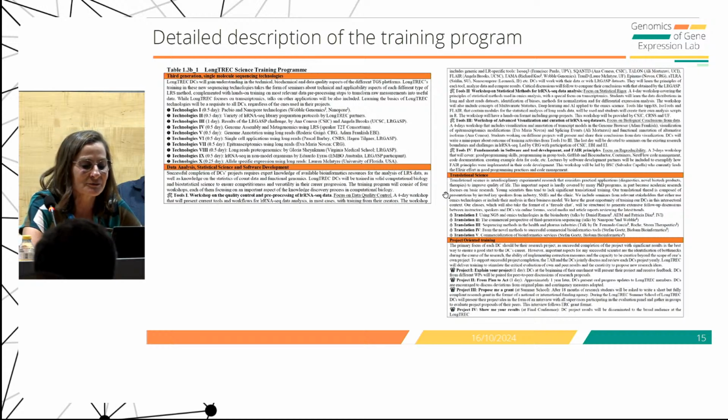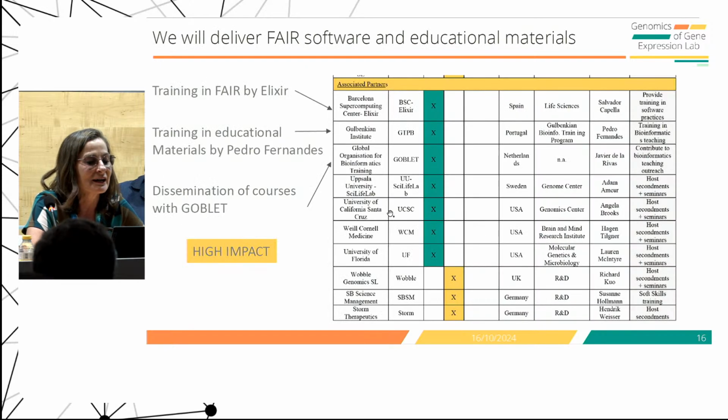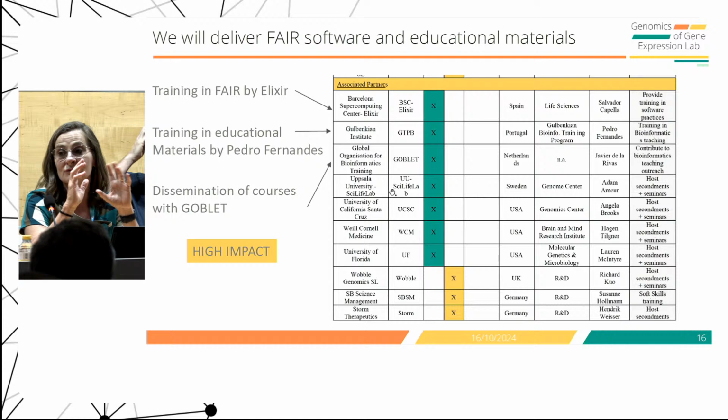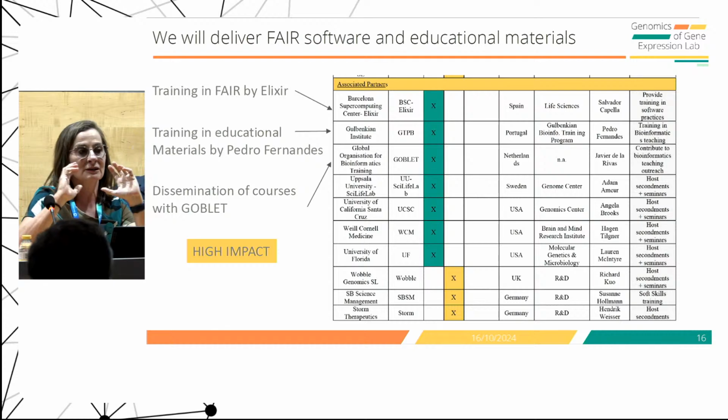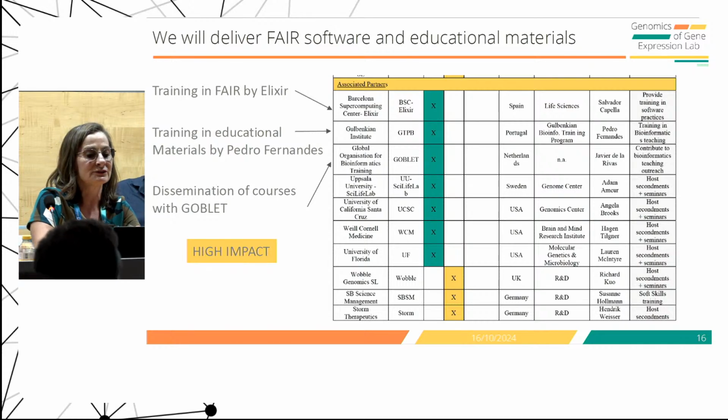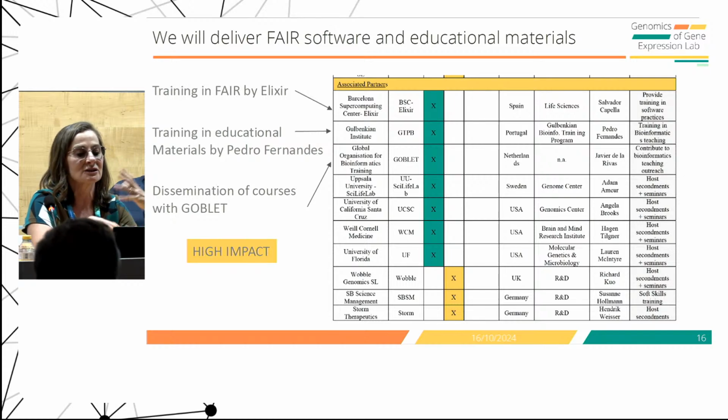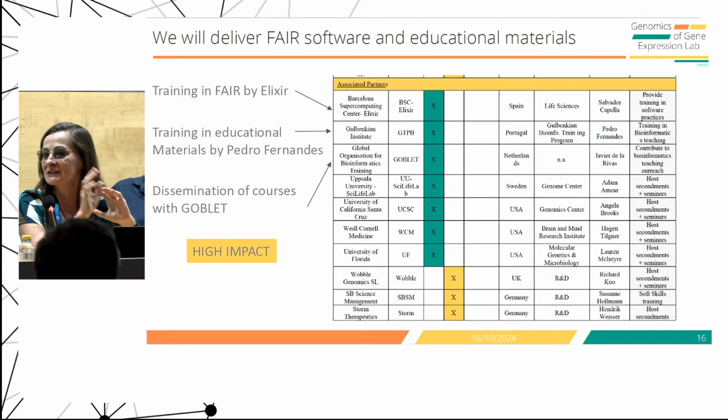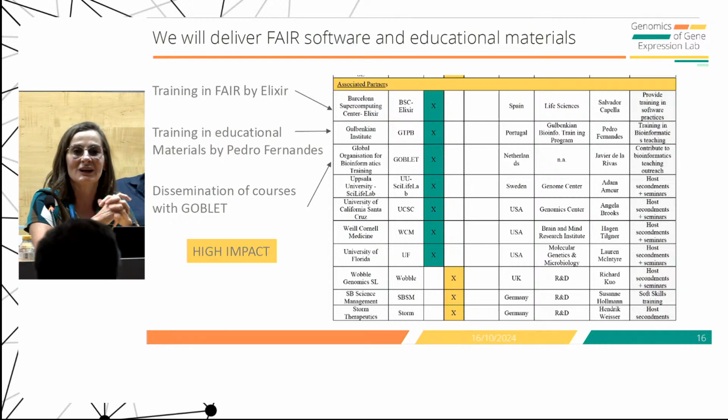Right. So the impact was important. So I said, well, we will deliver software. So this has impact. And it's not only that we will deliver software, but I am trying to put people here that are key components of software delivery. So I have people from Elixir, from GOBLET, which is an organization. Well, I don't know if you know Pedro Fernandes, but he has been one of the most important people in Europe creating training in bioinformatics. So I use it in this way.